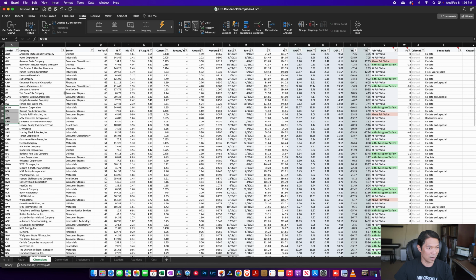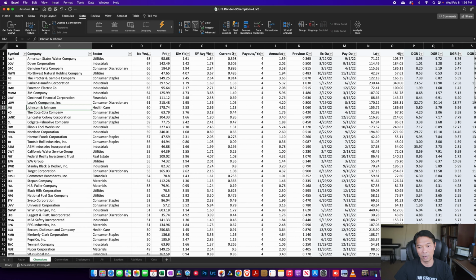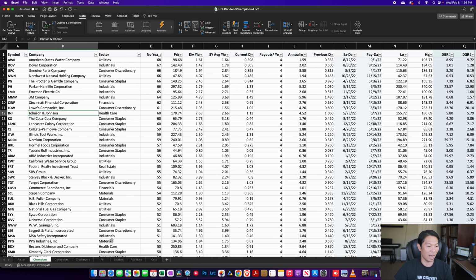So when I go into the spreadsheet, and I'll try to zoom in so you can see it better, it gives me a couple of tabs. Down here you have champions, contenders, challengers, and so forth. A dividend champion is a company that has paid and increased its dividend for 25 years or more. That's the important bit. Contenders are 10, challengers are some other categories. And as companies increase their dividends year over year, it gets longer on this list.